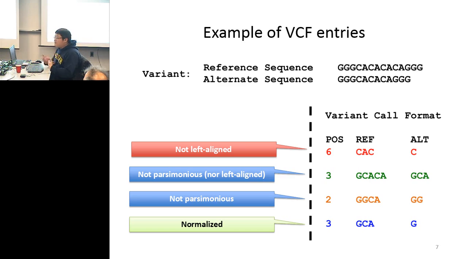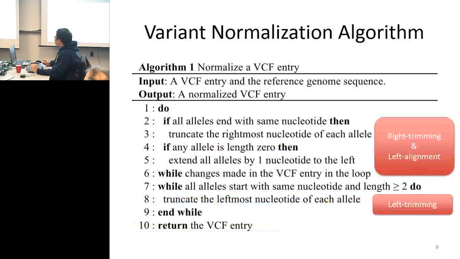This can also be proved to be a unique representation, and if you look through the paper, you can see the mathematical details for it. Okay, it's a simple thing, but sorry, I need to show you this first. So the variant normalization algorithm is just this. We just apply this algorithm.